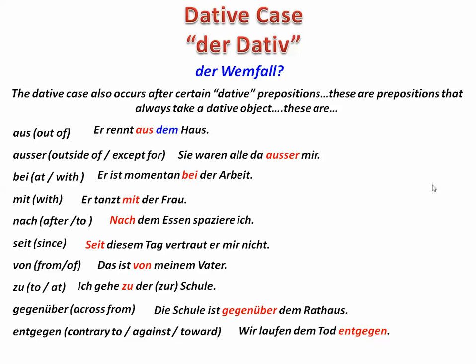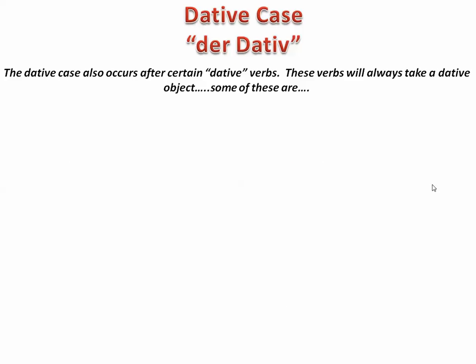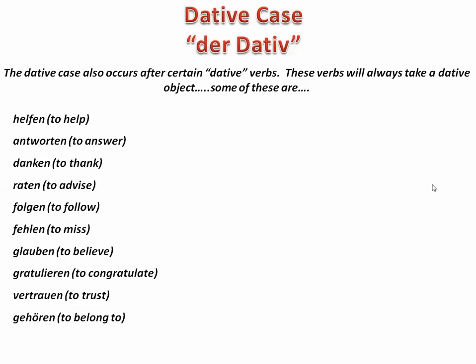Okay, remember this is just an overview. One other thing to point out about the dative is that dative can also occur after dative verbs. So these verbs always take a dative object, and I'm just going to give you some of the more common verbs here. For a more complete listing, see our video over them, or simply Google dative verbs in German, and I'm sure you'll be able to get a more comprehensive list. Kannst du mir helfen?